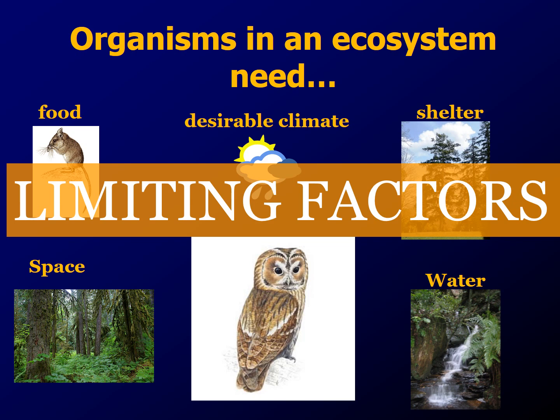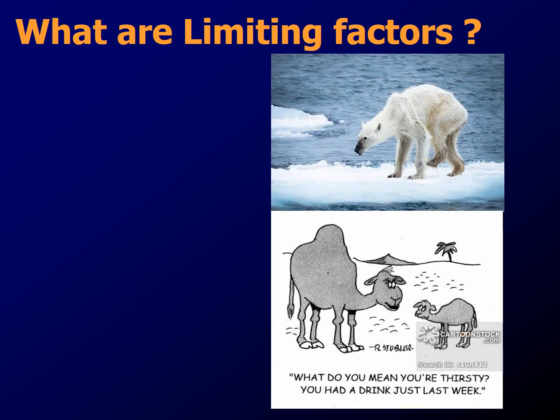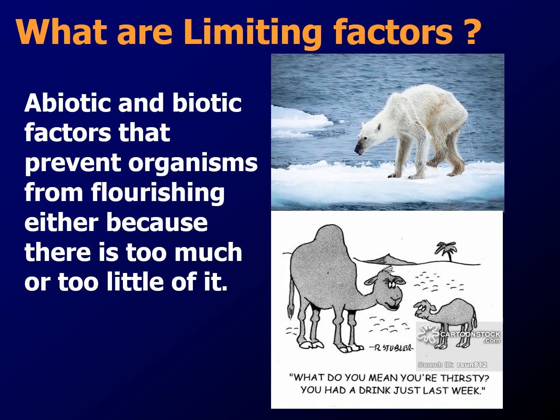These are known as limiting factors. Limiting factors in an ecosystem are those abiotic and biotic factors that prevent an organism from flourishing in its environment, either because you have too much of one thing or too little of another. Clearly, the ecosystem where this polar bear lives is lacking one or more limiting factors. Can you name them?